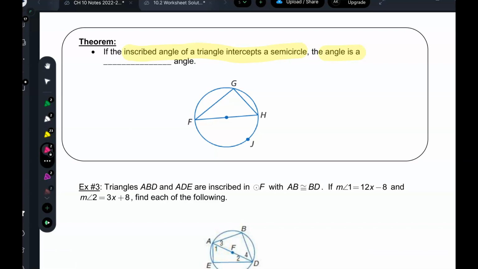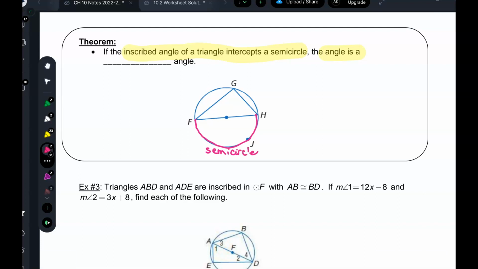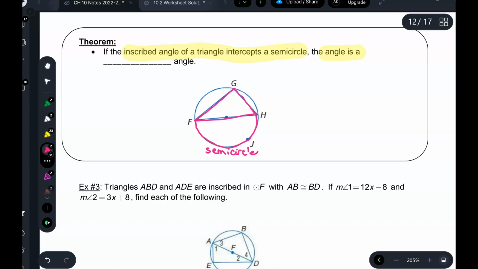Okay. We have an inscribed angle of a triangle that intercepts a semicircle. This is our semicircle here. So what does intercept mean? It connects to it, right? Do you see this triangle? It's connected to both sides of the circle. Do you see how this triangle is attached to the semicircle? What kind of triangle does that have to be then?